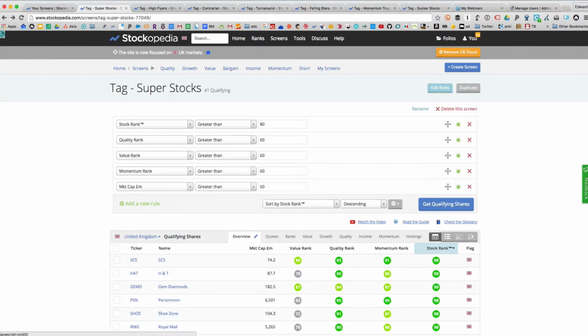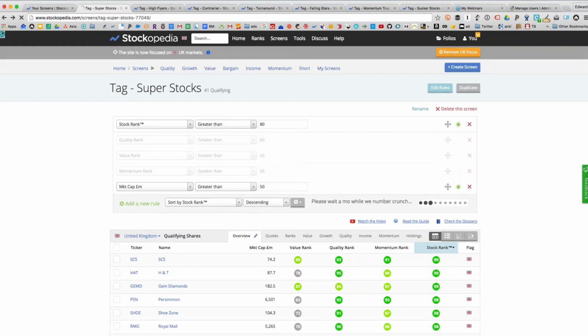Obviously, some people like to use a lot of filters. Personally, I don't like looking at microcaps, although a lot of people do very, very well at investing in microcaps. So I personally like using a market cap filter of greater than 20 or 50 million pounds when I'm investing in these sort of shares. And I will often just sort by the StockRank descending.